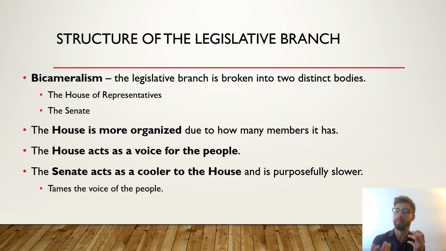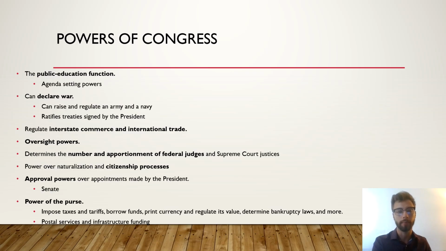Of course, when you look at individual representatives, this ebbs and flows and varies based on each representative and their way of acting as either a trustee or a delegate representative, and their prioritizations of security or liberty in times of threat. So we see the structure of the legislative branch being bicameralism: division of the legislative branch into the House of Representatives and the Senate. The House of Representatives, 435 members, and the Senate with 100.